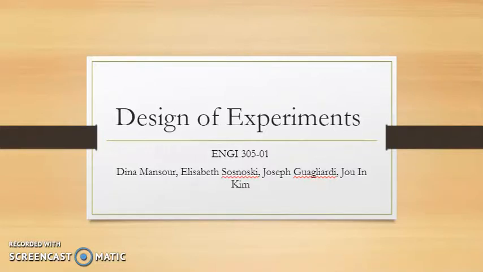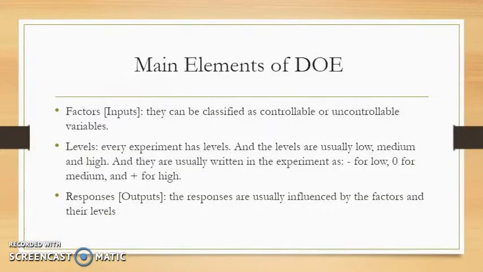In this presentation, we are going to talk about the design of experiments. First, what are the elements of a DOE? We have factors, levels, and responses. Factors or inputs can be classified as controllable or uncontrollable variables. The controllable variables are just called factors, and the uncontrollable variables are referred to as noise factors, like people involved or speed of mixing an experiment.